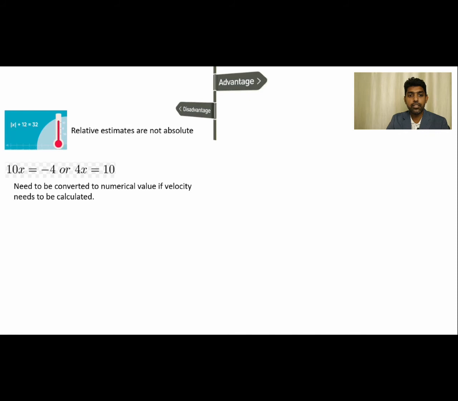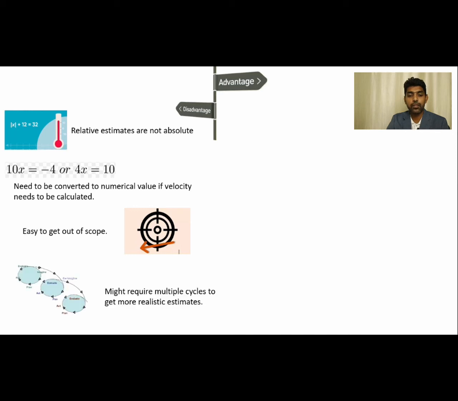The estimate needs to be converted to a numerical value so that it can be used as a velocity for a project. Since the epics are larger in size, if we are not careful, we will easily go out of scope and estimate for activities that are not required. Sometimes we might need multiple iterations to get a better estimate.